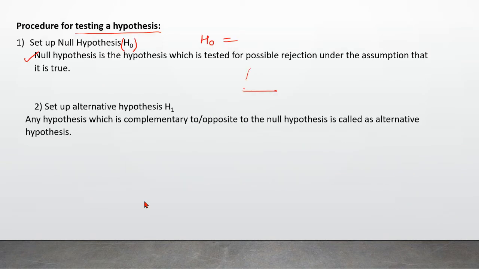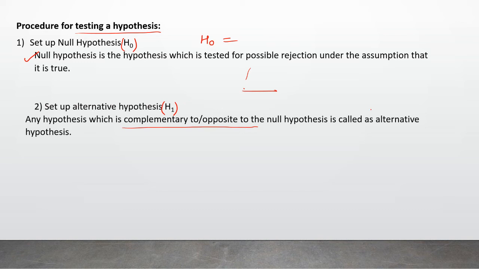So this was about the null hypothesis. Now let's see about the alternative hypothesis, or the alternate hypothesis, one and the same. Now, anything opposite to H naught, or anything complementary to the null hypothesis, is called the alternative hypothesis, and it is denoted by H1. So H naught and H1.